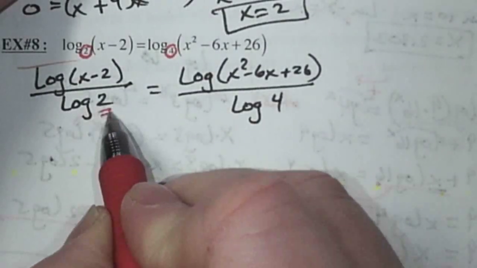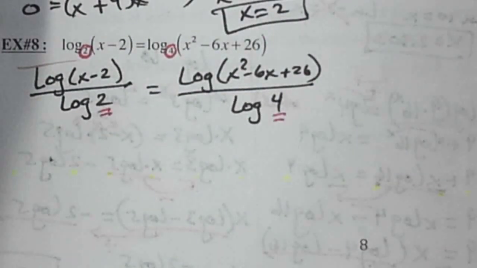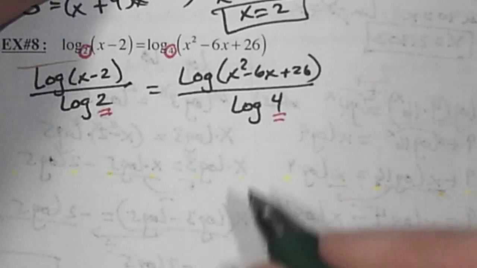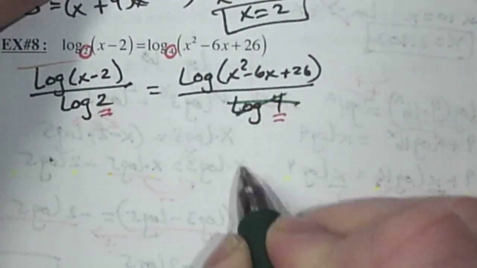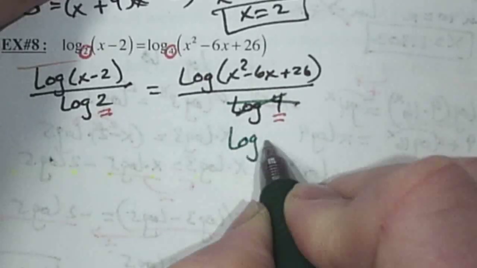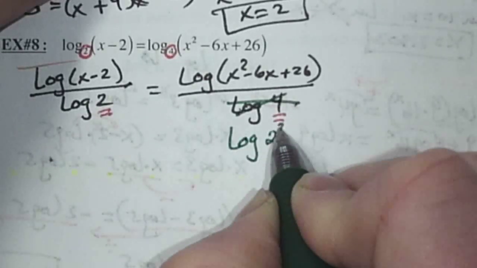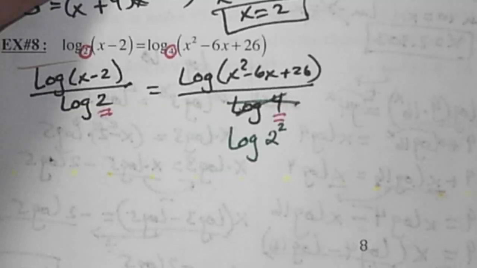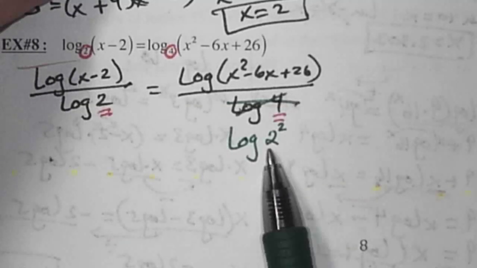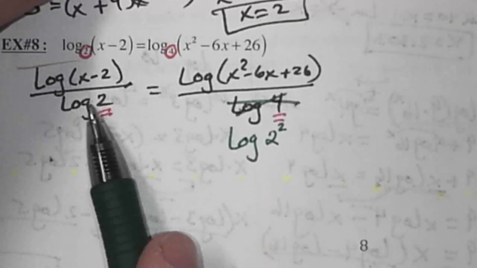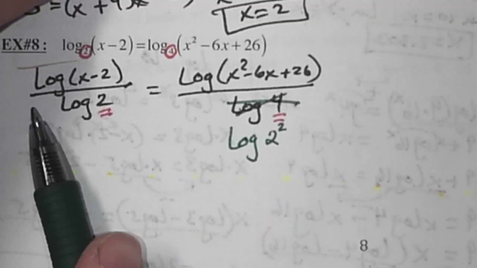The key for me was the 2 and the 4. They're related to each other. I can change the 4 into the log of 2 squared, because 2 squared is 4. I saw that in my head. It took me a while. Now I have a log of 2 and a log of 2. I got 2 log of 2s.